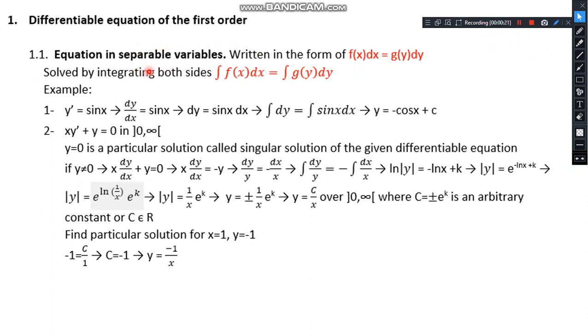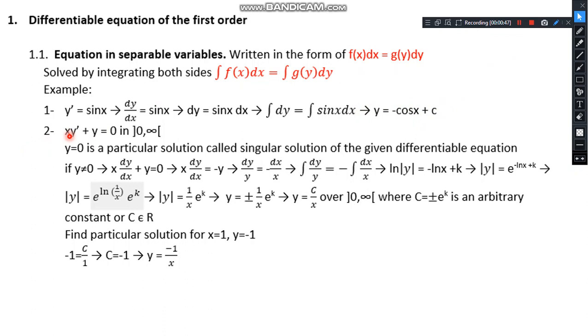The first case is called separable variables, when you can put the x alone and the y alone. We integrate on both sides. Example, suppose you have y prime equals sine x. y prime is dy over dx equals sine x. So here you have y apart and sine apart. So you integrate, and you get y equals minus cosine x plus c, where c is a real number.